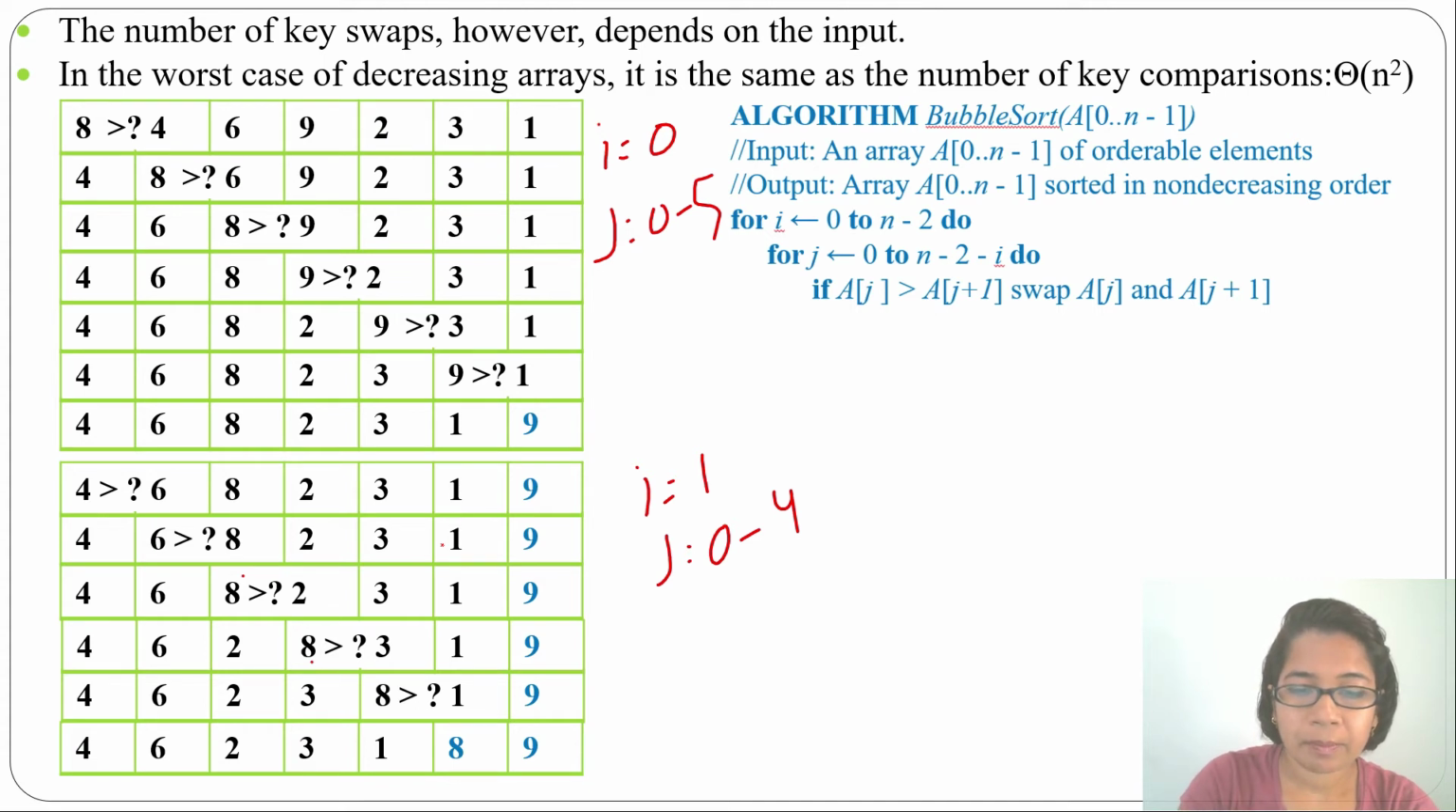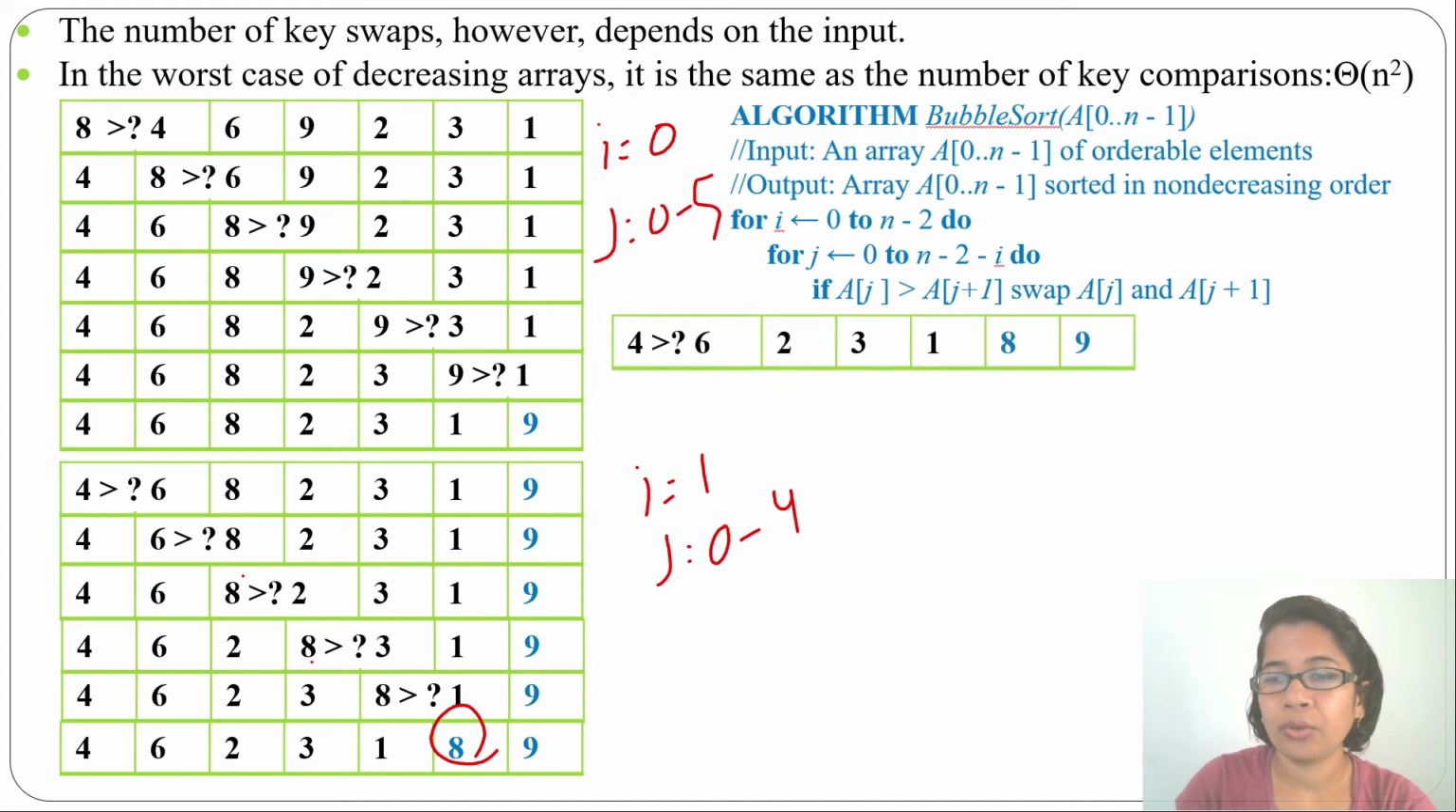Now after this pass, 8 is sorted. 8 reached its position. 8 is the second highest, so it reached the second position from the right-hand side. We bubble up 8 and 8 reached its position. So this we did for i equals 1. Next again we will do for i equals 2.